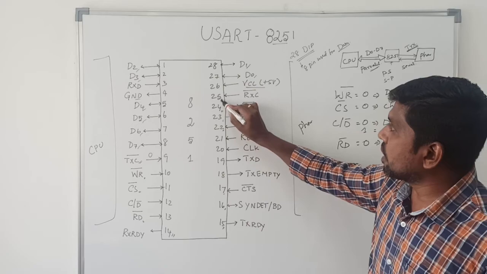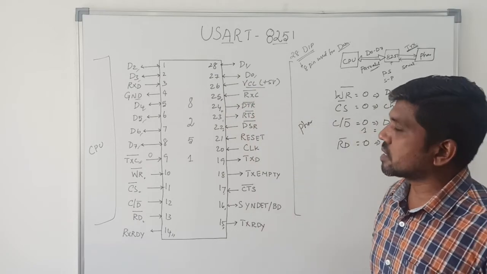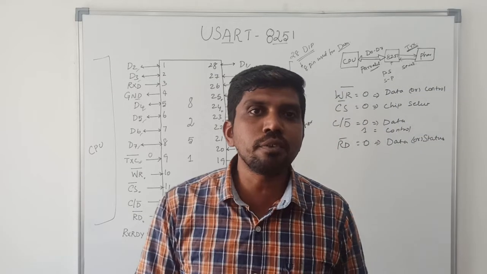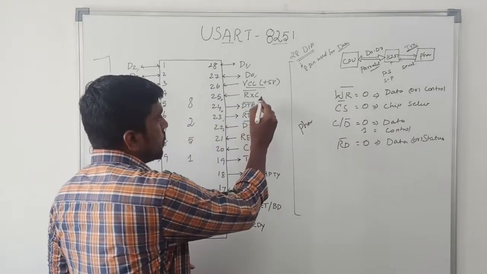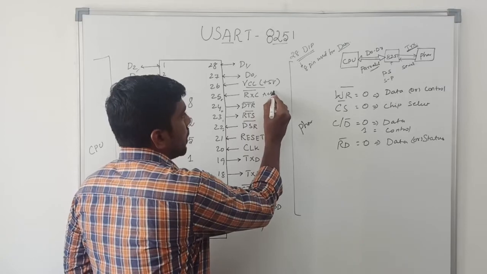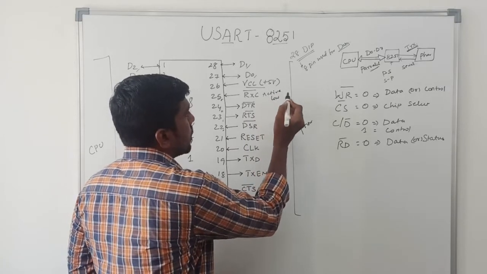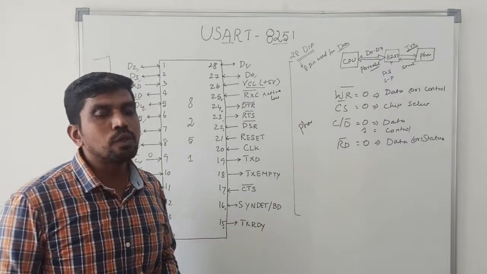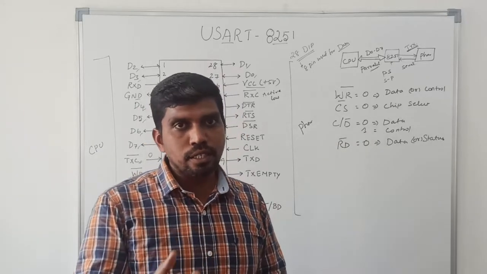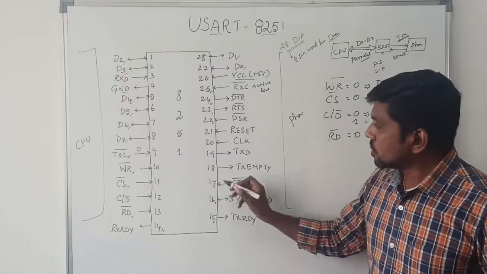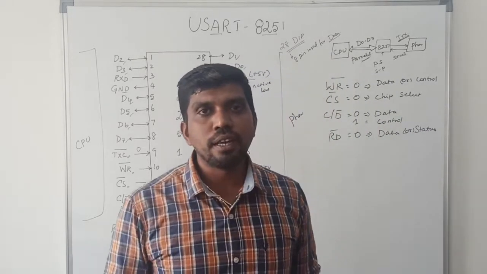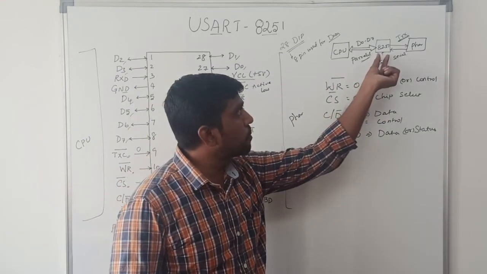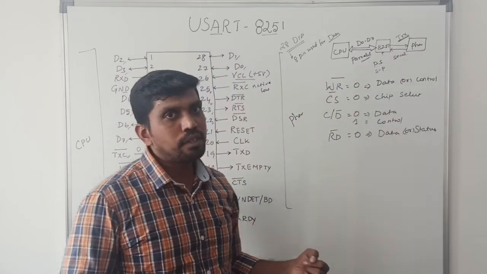Next, pin number 25 is RxC bar. RxC bar is the receiver clock signal. This signal is also an input and is active low. It is mainly used to decide the rate at which data is received on the receiver side. Pin number 19 is TxD. TxD represents transmit data, which transmits the data from 8251 to peripheral devices.